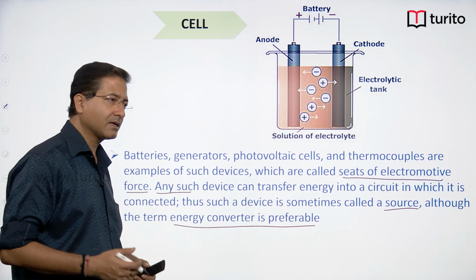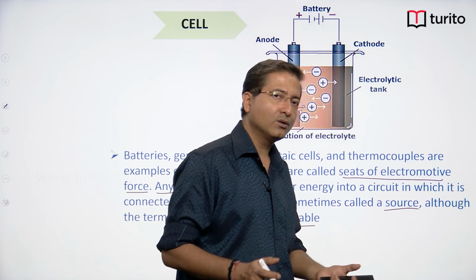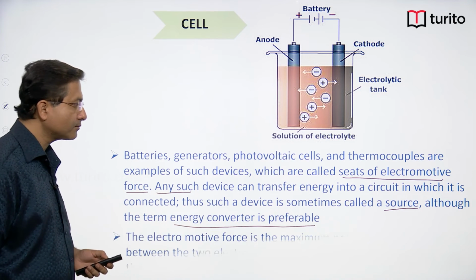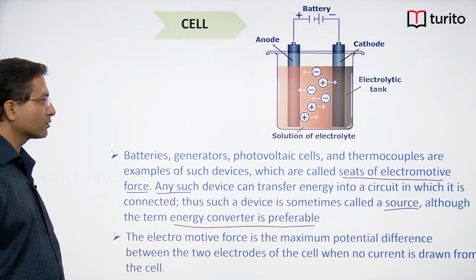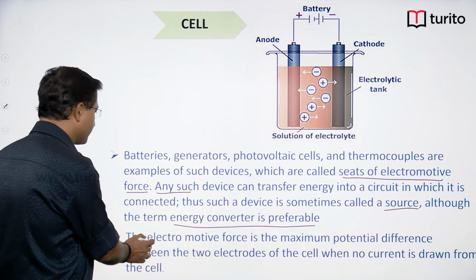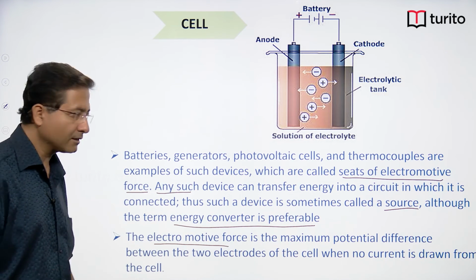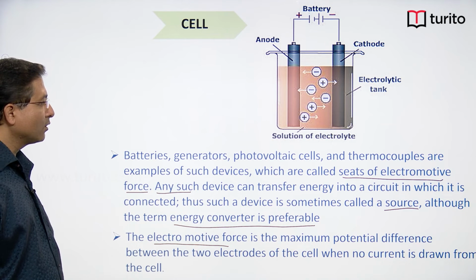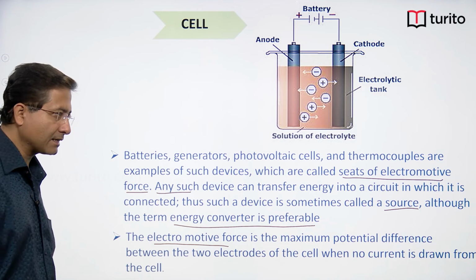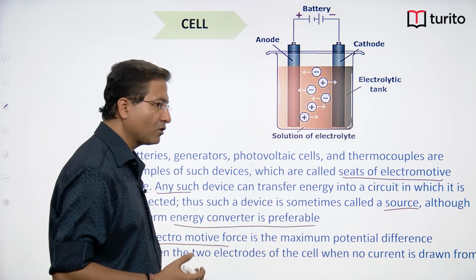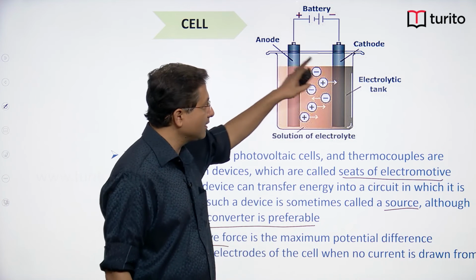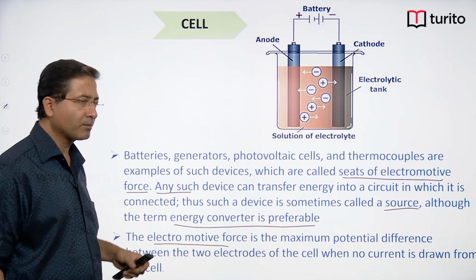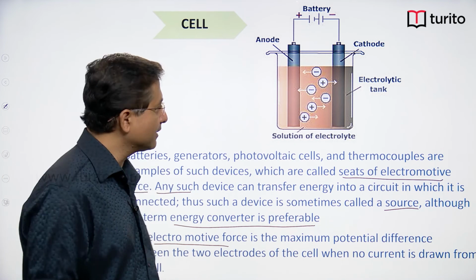So energy converter is the better term. The cell is converting energy, either chemical energy to electrical energy or mechanical energy to electrical energy. Now, electromotive force, we will define this term later, but for the time being, electromotive force is the maximum potential difference between the 2 electrodes of the cell when no current is drawn from the cell. So the first definition of EMF is the maximum value of the potential difference across the cell, but this is not the proper definition. A better definition we will see in the next slide.